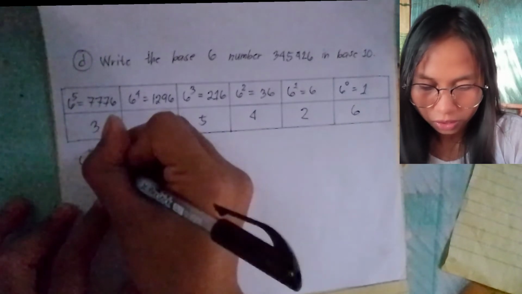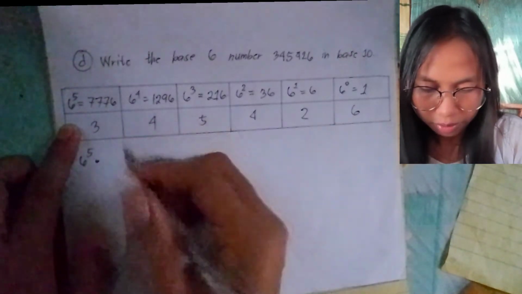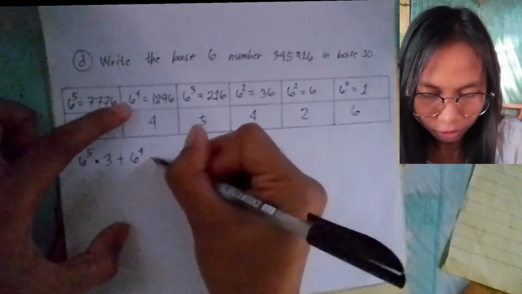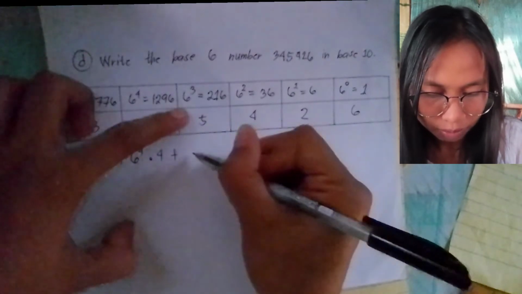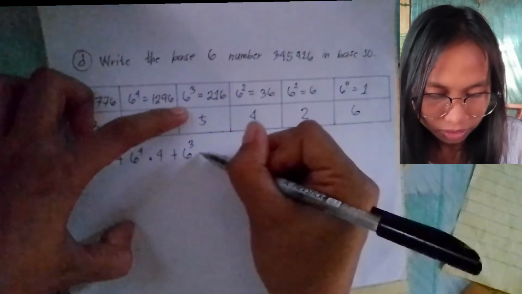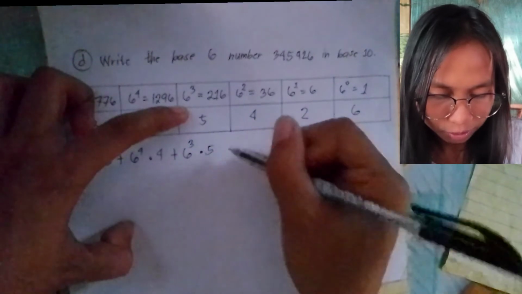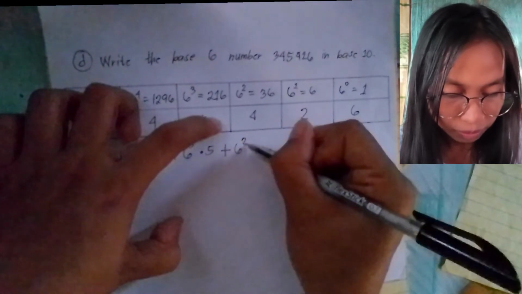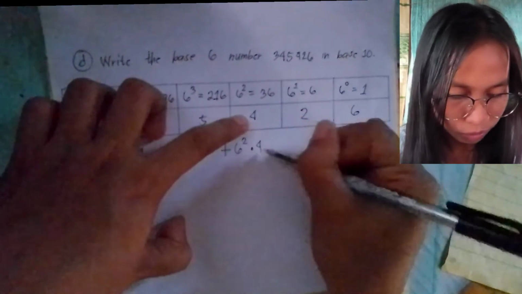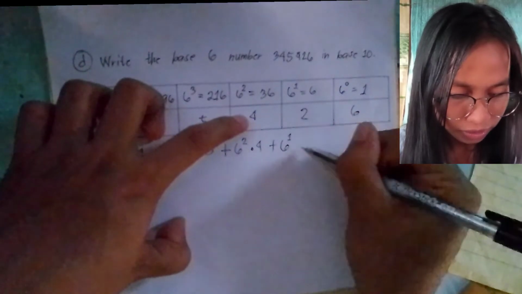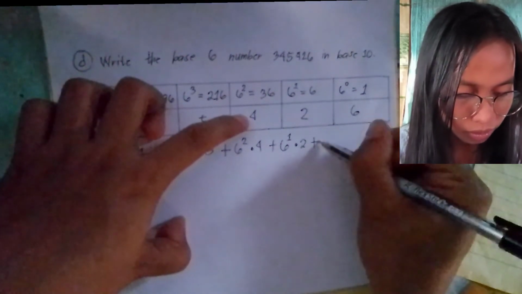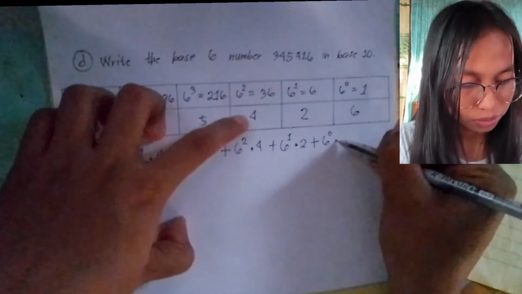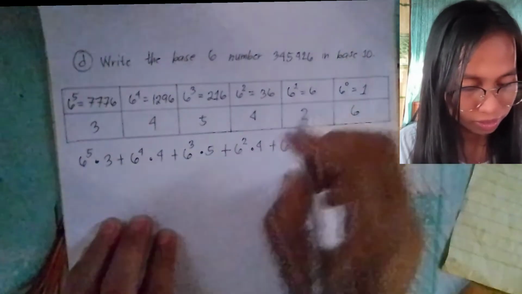So 6 to the 5th power times 3 plus 6 to the 4th power times 4 plus 6 to the 3rd power times 5 plus 6 squared times 4 plus 6 raised to the power of 1 times 2 plus 6 raised to the power of 0 times 6.